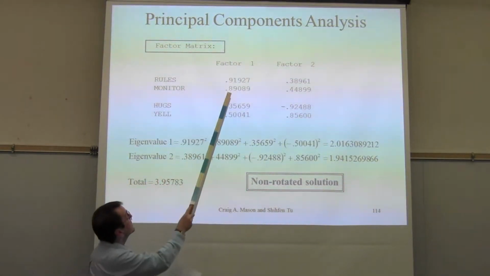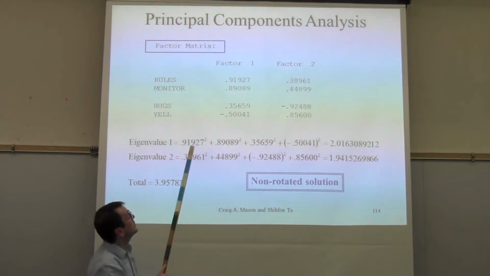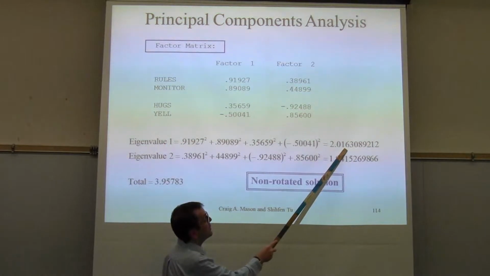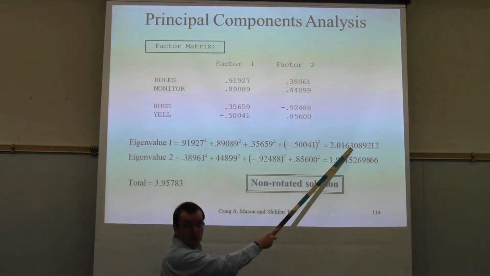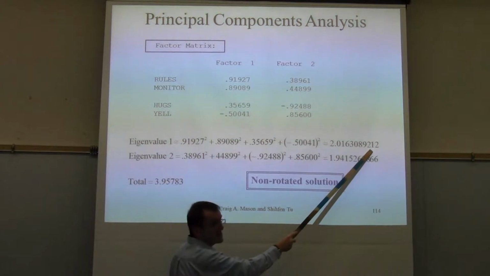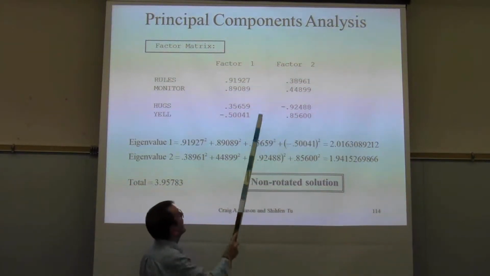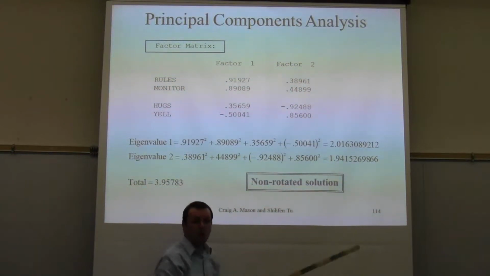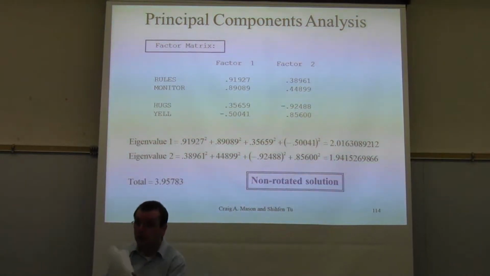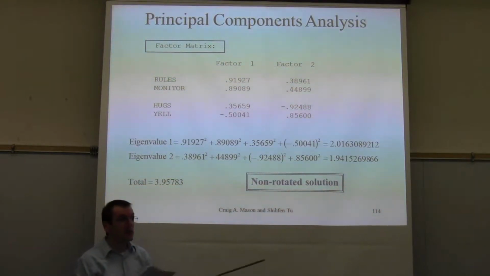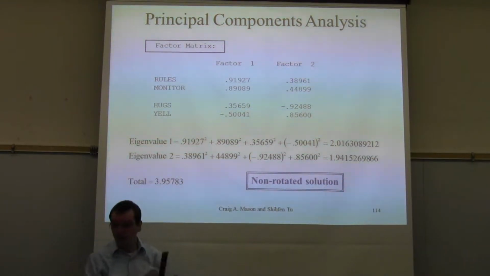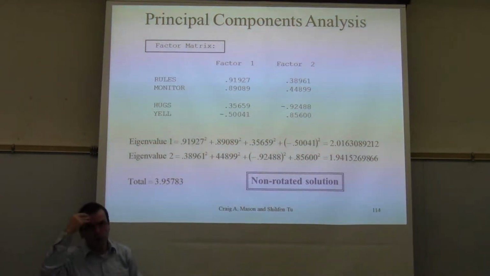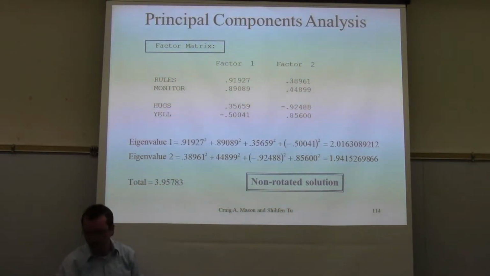Our non-rotated solution, here's before we rotated it. If we squared each of those, we got the eigenvalue of 2.0163, which was the right number. And for factor 2, if I squared all of those, I get 1.9415 something, which was the eigenvalue. If you go back in your slides, you'll see that was the eigenvalue for factor 2. So that idea does work. Squaring them is another way of getting the eigenvalues, and it also helps to clarify exactly what the eigenvalue is.